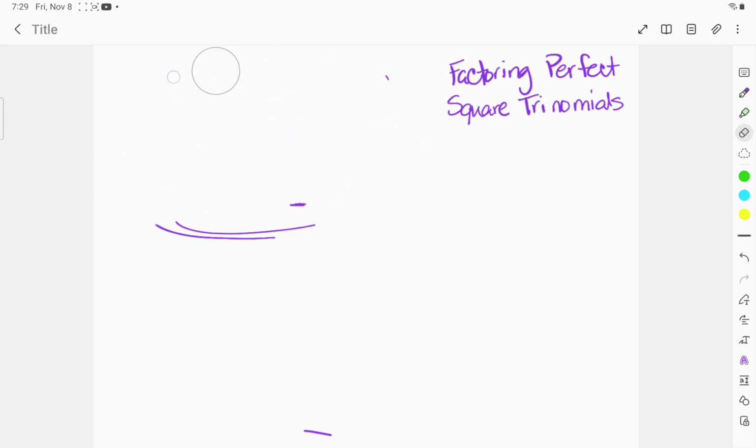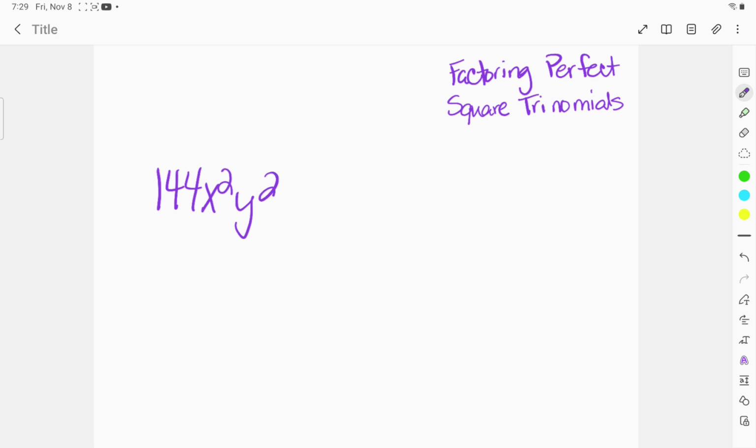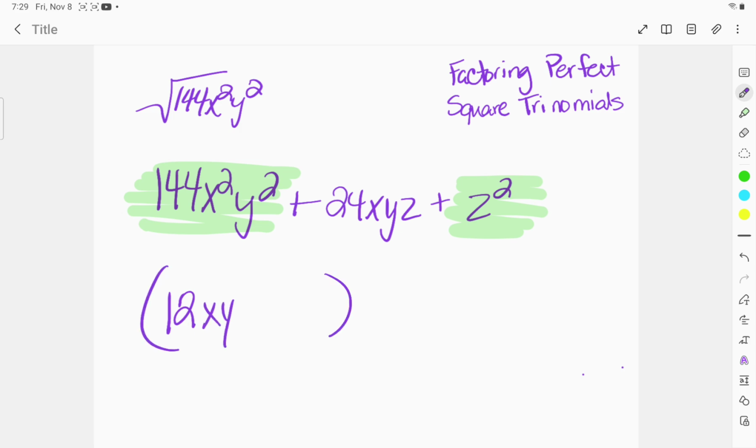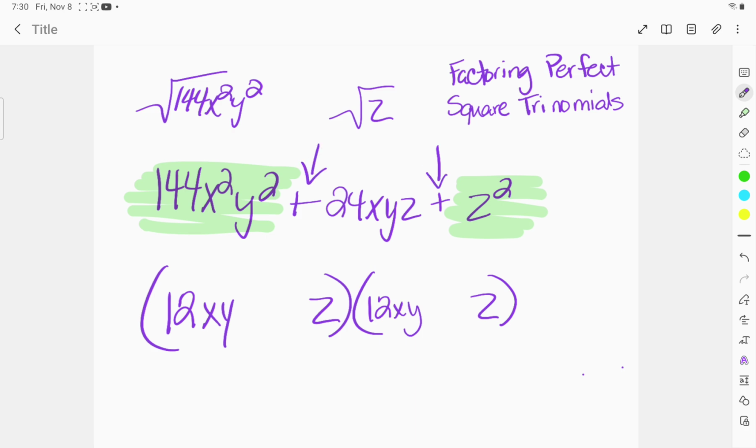All right, so I'm erasing this. We'll do another one. All right, let's do 144x squared y squared plus 24xyz plus z squared. So again, you're only looking at your first one and your last one. You're going to take the square root of 144x squared y squared, and you're going to get 12xy. And then you're going to take the square root of z squared. You're going to get z. This sign tells me my signs are the same. This sign tells me what they are.